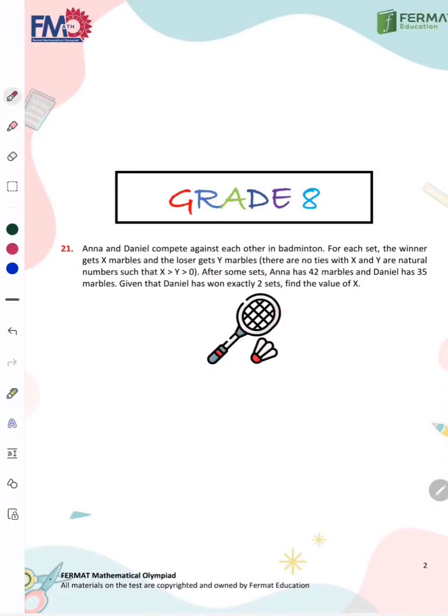Question number 21. Anna and Daniel compete against each other in badminton. For each set, the winner gets X marbles and the loser gets Y marbles. There are no ties, with X and Y natural numbers such that X is greater than Y and greater than 0. After some sets, Anna has 42 marbles and Daniel has 35 marbles. Given that Daniel has won exactly 2 sets, find the value of X.